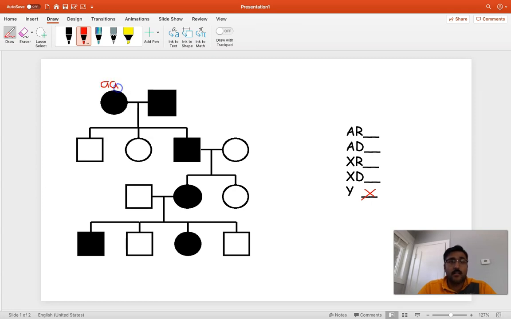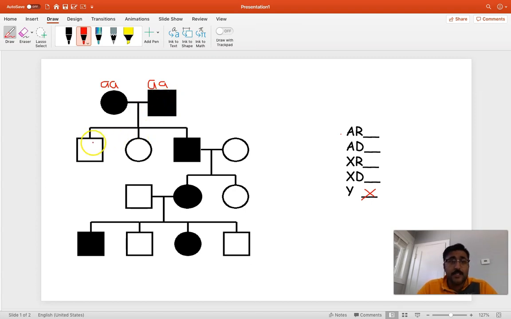I'm going to use A's in our example here. Doesn't matter what letter you use. So the only way that this person can be affected if it was an autosomal recessive trait is if they had little a. Same with this individual. This man, doesn't matter that he's male because we're not looking at a sex-linked trait right now, but the only way he could have it is if it was little a.